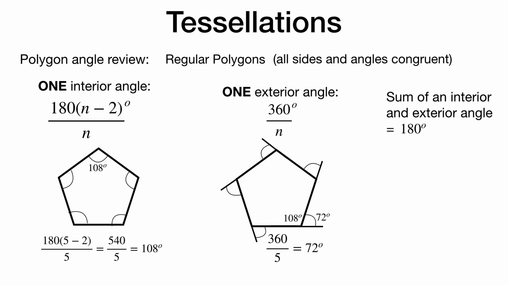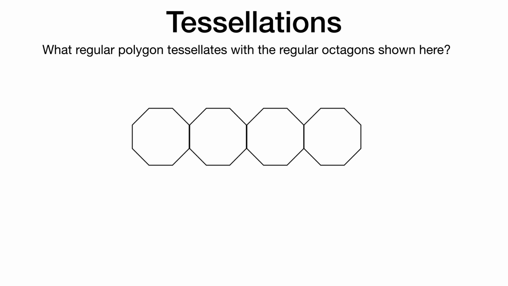Okay, so let's look at some examples of what questions might look like if you're working with tessellations. Here's a question that says, what regular polygon tessellates with the regular octagons shown here? I have a row of these regular octagons, and that word regular is important. It means all those sides and angles are going to be congruent. I'm basically trying to find what that angle measure is so that I can figure out what polygon would fit in there. And they want regular polygons there as well.